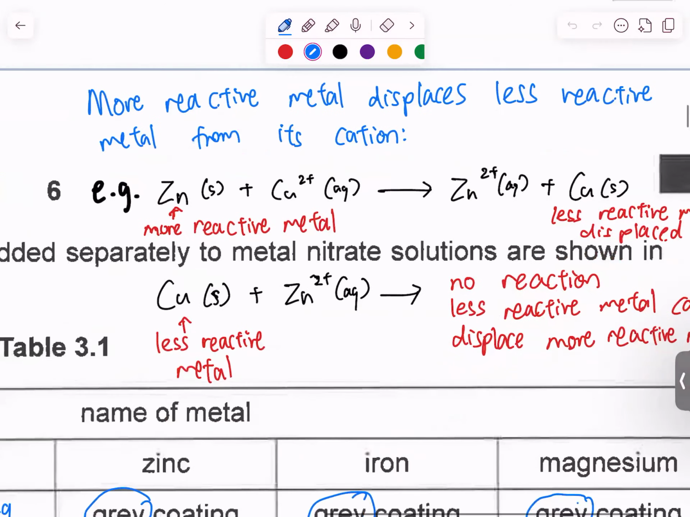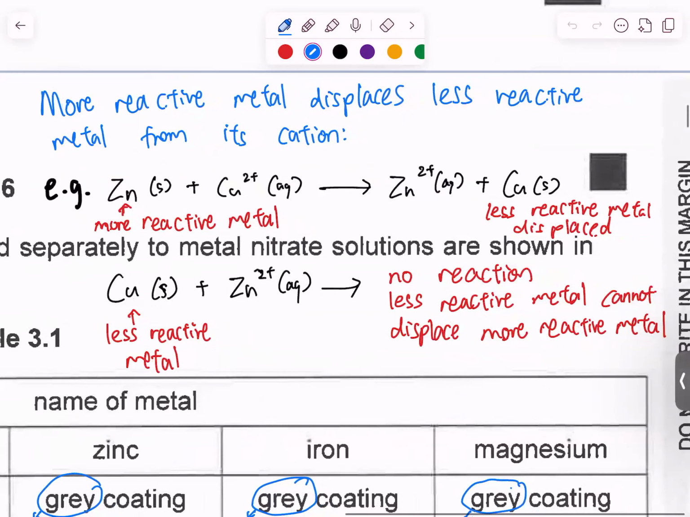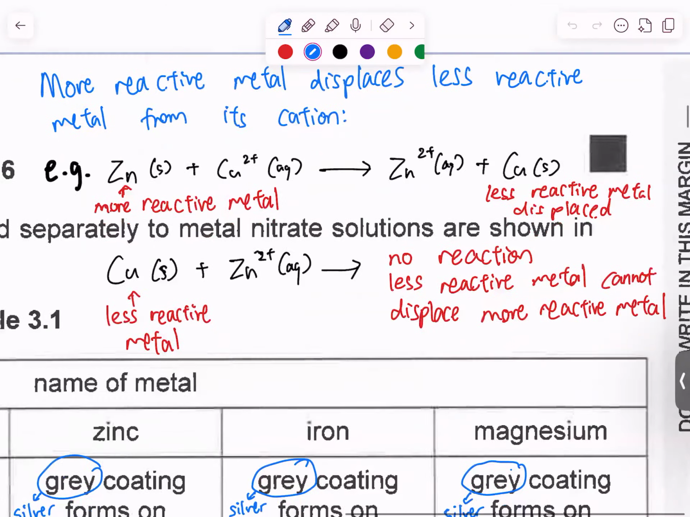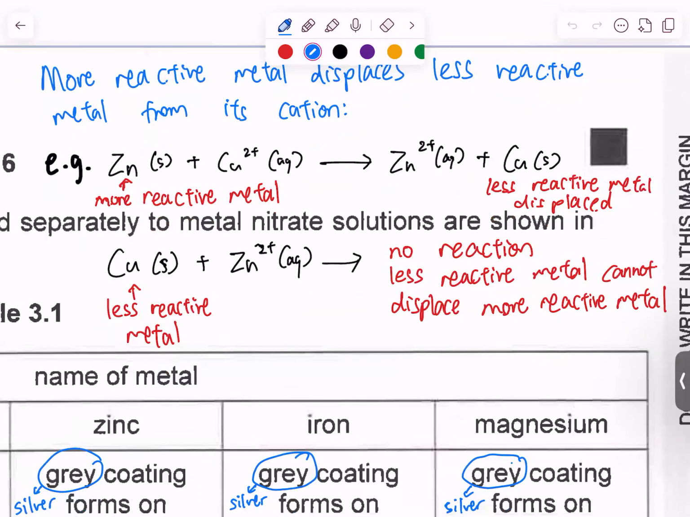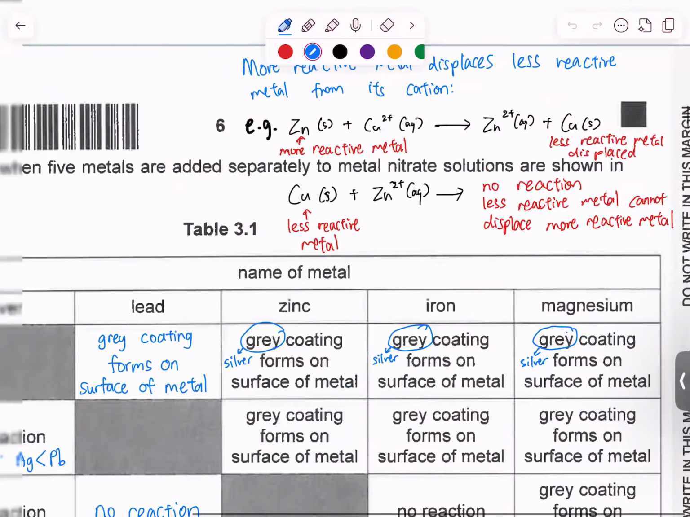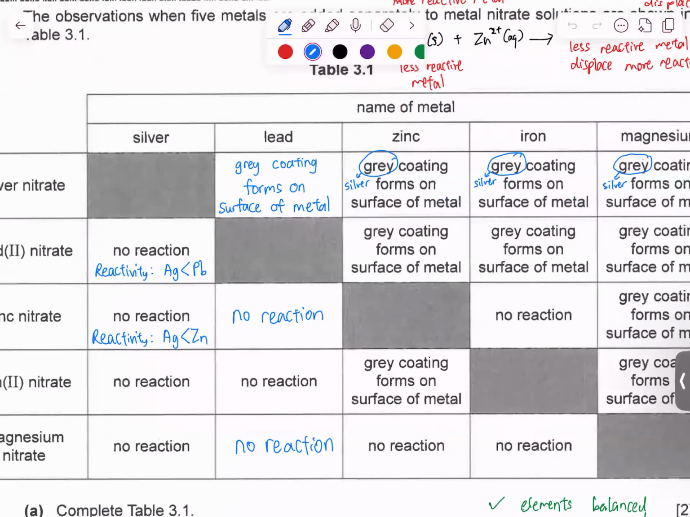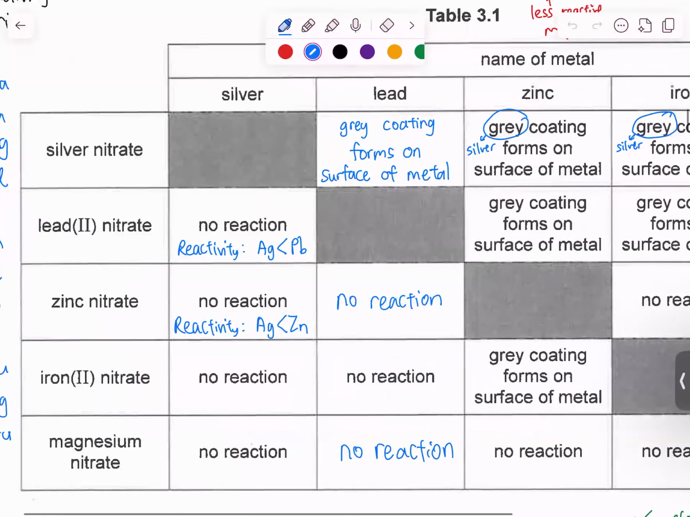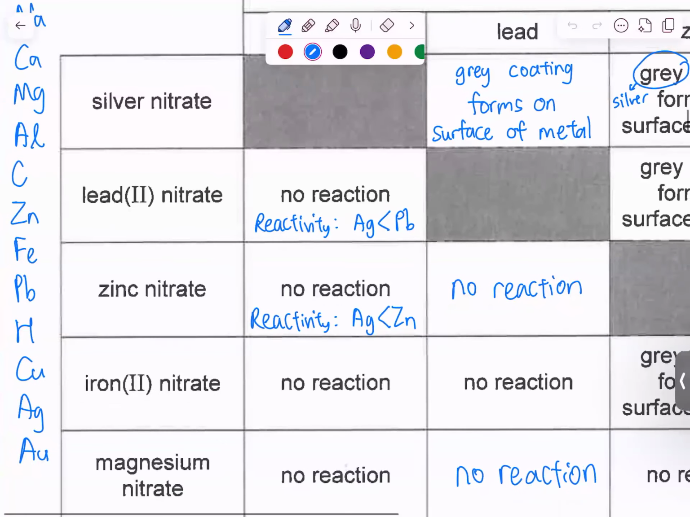Now, when you have a reaction taking place, what will you observe? You observe a color change, right? But if no displacement occurs, then there will be no reaction. So if you take a look at this table over here, some blanks have already been filled for you. When you see no reaction, what does this mean? This means that there is no displacement taking place.